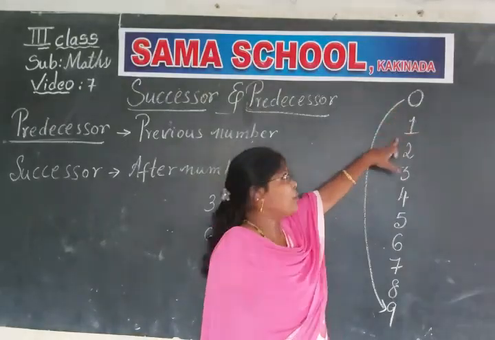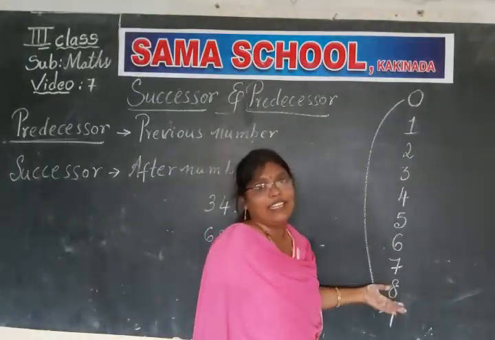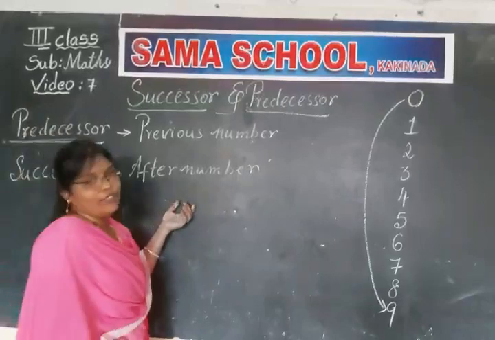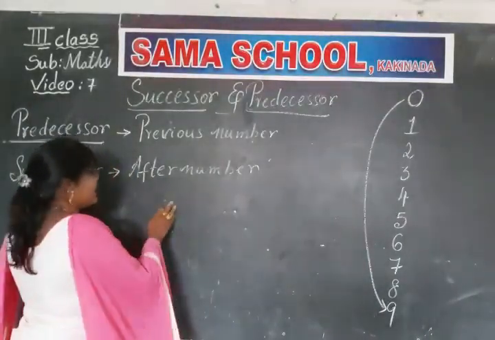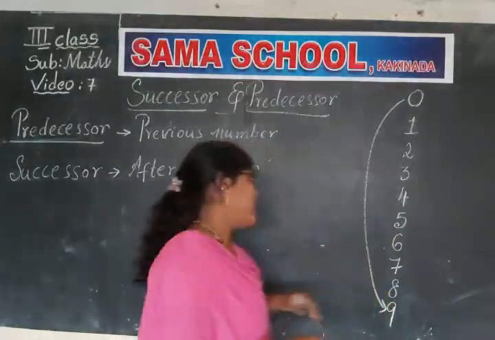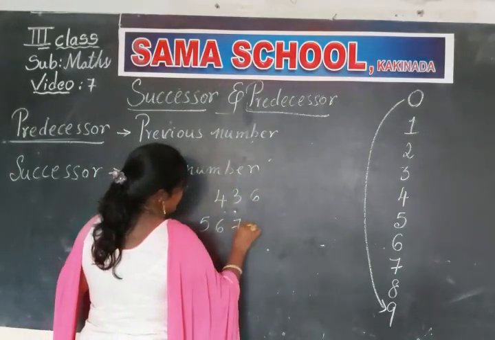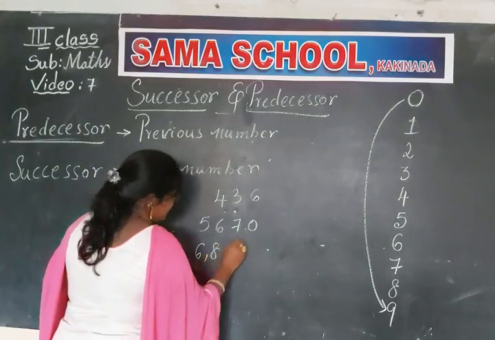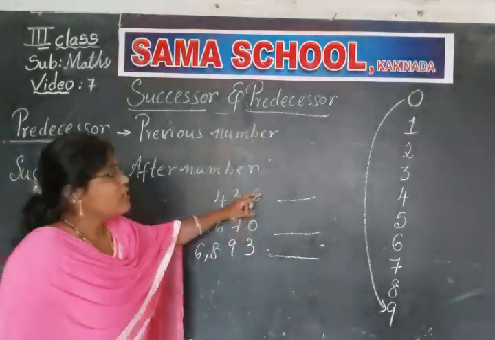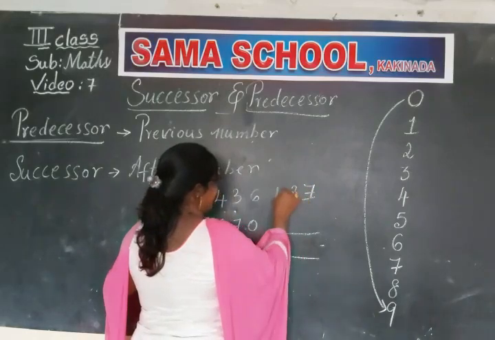See, the successor of 0 is 1. Successor of 1 is 2. Successor of 2 is 3. Successor of 6 is 7. 8 is 9. In that way. Now, I will give you some numbers. You have to write the successor of that. Here also, you only have to change the ones place digit. The tens place digit will not change. Now, what is the ones place digit? 6. So, what is the successor of 6? Downward, 7. So, write 7 in ones place and write the remaining digits as it is.